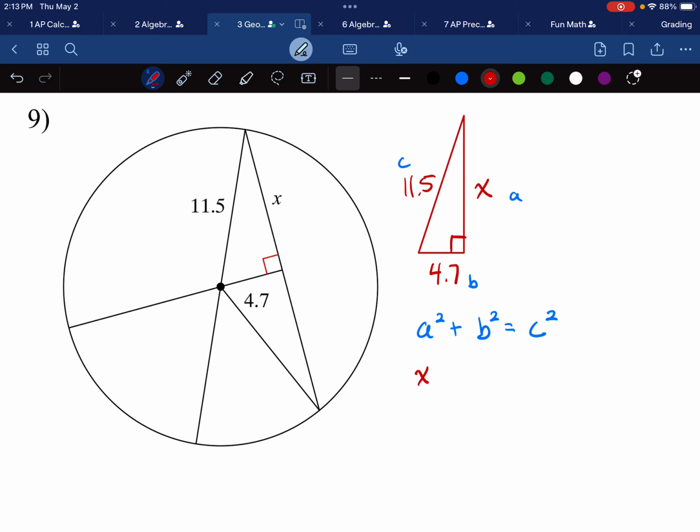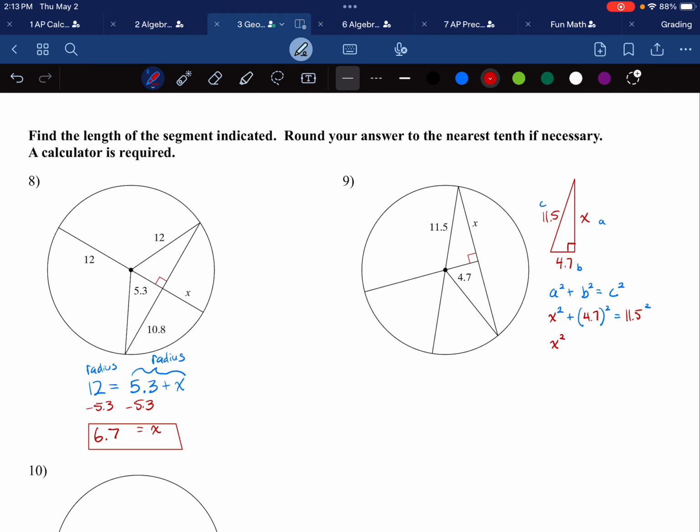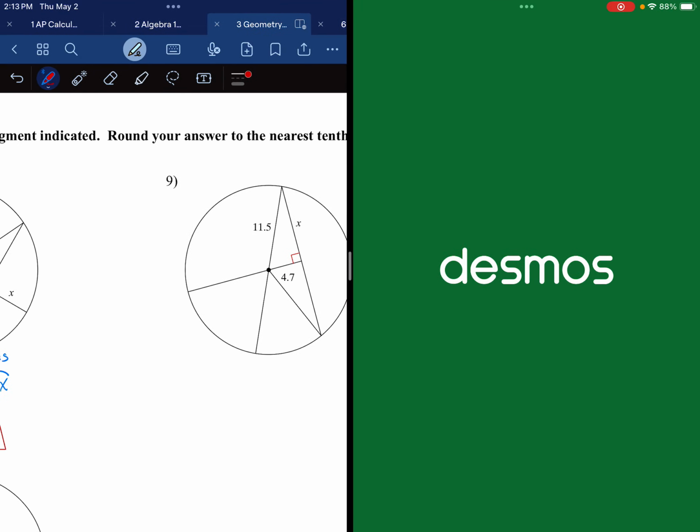We say that x squared plus b, which is this 4.7, is going to be squared, and that's going to be equal to our c, which is 11.5, which will also be squared. All right, so doing that, simplifying, x squared is still x squared. 4.7 squared, okay, fine, they were right. A calculator would be nice for that one. So let me go ahead and break out my scientific calculator.